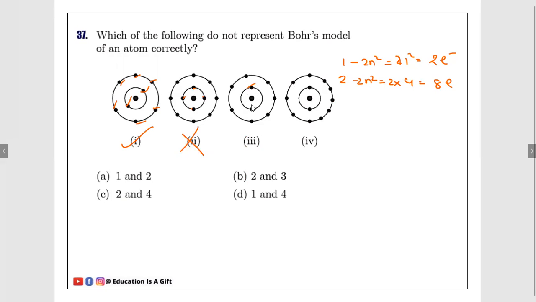Now if you observe 1, 2, correct. 1, 2, 3, 4, 5, 6, 7. Yeah, it can be 8 or less than 8. That is correct. 1, 2, correct. 1, 2, 3, 4, 5, 6, 7, 8, 9, 10. In the second orbit it got 10. It should be 8 or less than 8. Now it is 10. Wrong. Which are wrong? 2 and 4 are wrong.